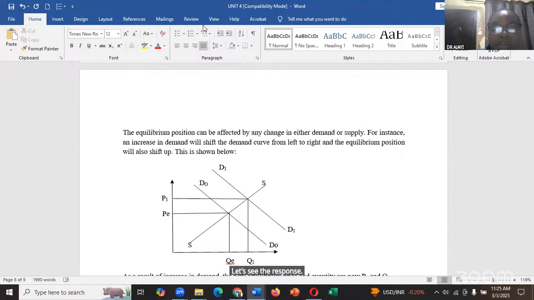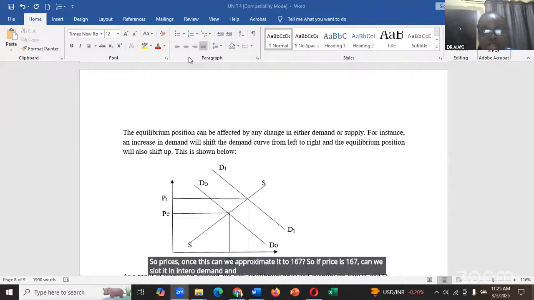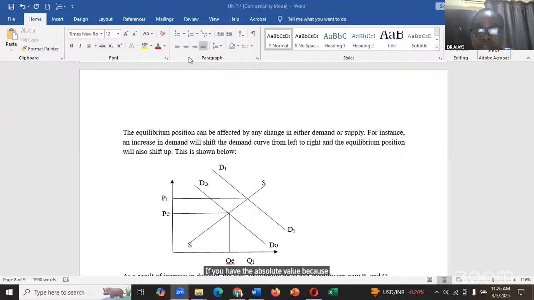Thomas Daniel, I didn't ask you to put down your hand. I said just hold on. So price is 166. Can we approximate it to 167? If price is 167, can we slot it into both demand and supply equations and see what we have? We use the absolute value, because we can't have a negative value for price. Thomas, unmute yourself and ask your question.